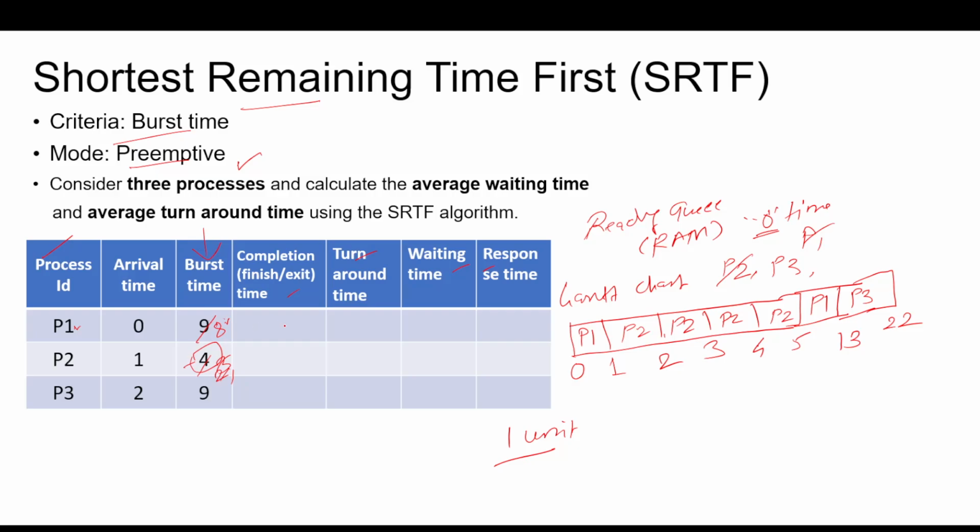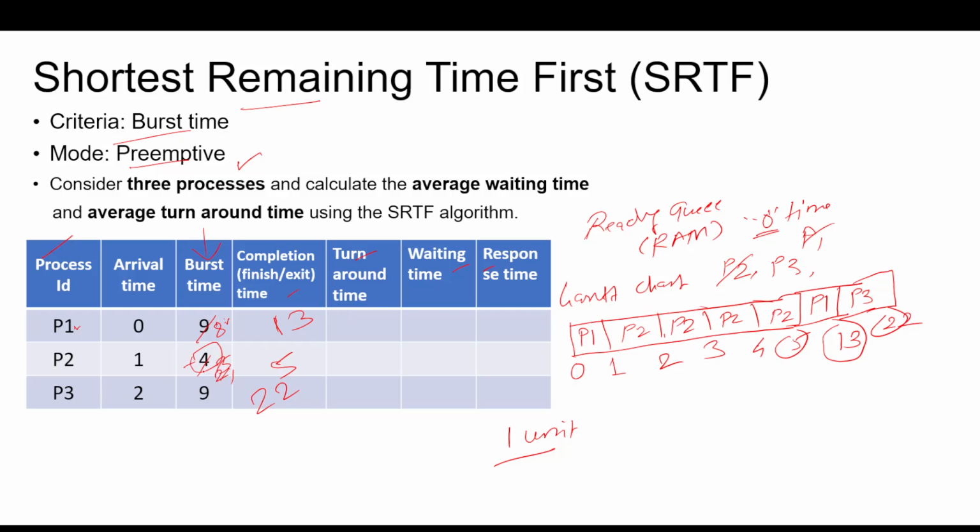So in this case, the completion timing for P1, you can see, when P1 is completed, at this stage P1 is completed, so the completion timing is 13. Then P2's completion timing is here 5. And at last we have executed P3, that is 22. Now based on this completion, we can easily calculate the turnaround timing.